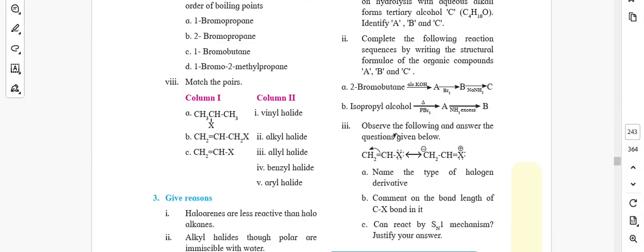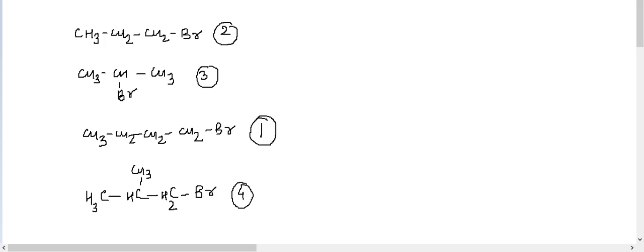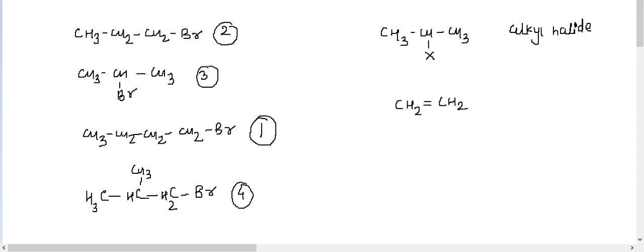Now the next question is to match the following pairs. Let me explain. If it is CH3, CH, CH3 and X, this is a simple alkyl halide. Why alkyl halide? Because we have removed one hydrogen from an alkane and added one halide. Now CH2=CH2 is vinyl, and if we remove one hydrogen from vinyl and add one halogen to that, the compound is called a vinyl halide.